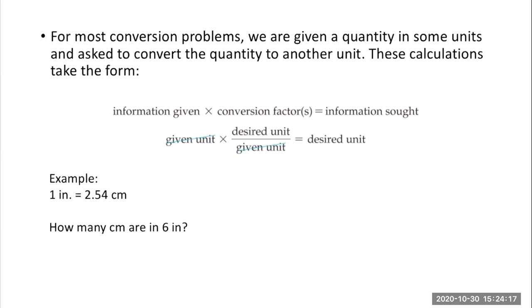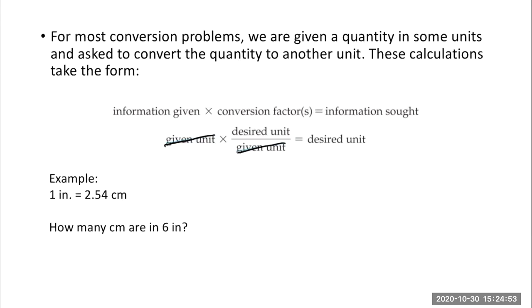For most conversion problems, we are given a quantity in some units and asked to convert it into a quantity of another unit. These calculations take the form of our information given times our conversion factor gives us our information sought. So when we write it out in chemistry, we'd write out our given unit multiplied by the conversion factor, where the given unit that we start with will cancel out with the bottom unit on our conversion factor. This leaves just your desired unit left.